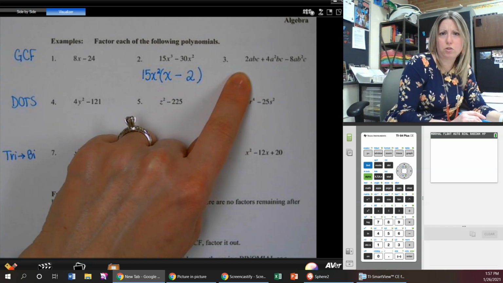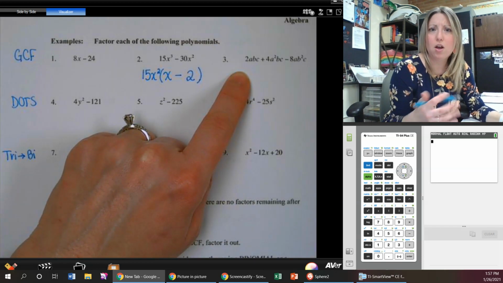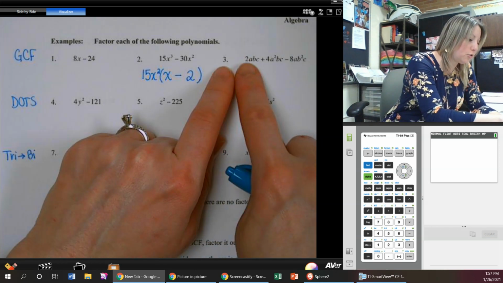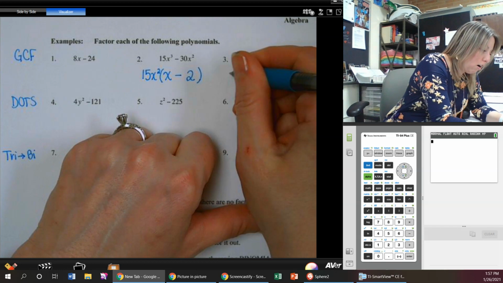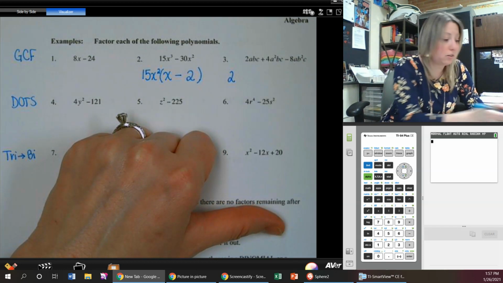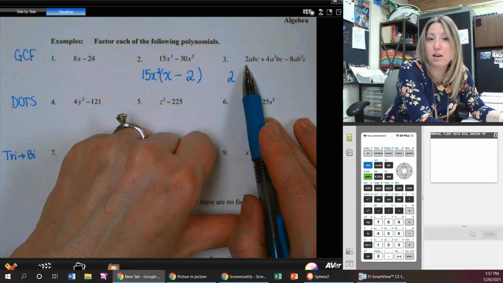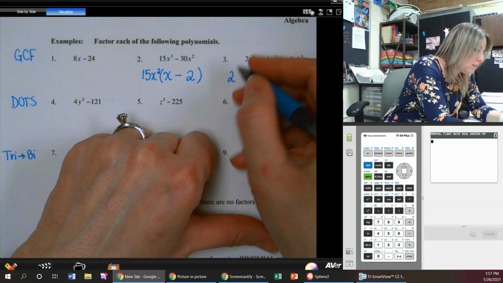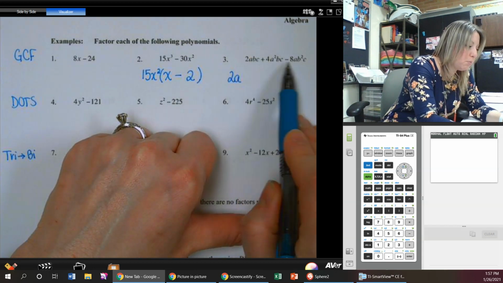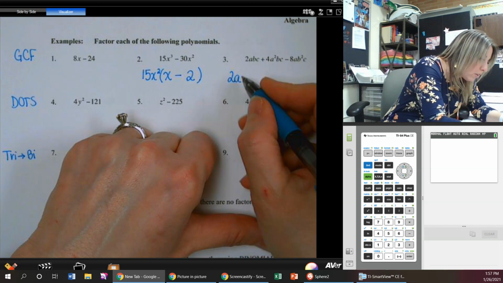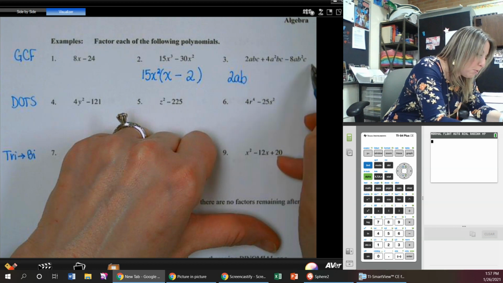Let me just do this one too, because the letters can confuse people. It's got to be divisible in all the terms. So if you look at all the numbers, 2 and 4 and 8 are all evenly divisible by 2. You can't say they're all evenly divisible by 8 because 2 isn't. Do they all have at least one A present? Yup. And that is the most A's I can pull out of everything. Do they all have at least one B present? Yup. Do they all have at least one C present? Yup. So that is all part of the GCF.